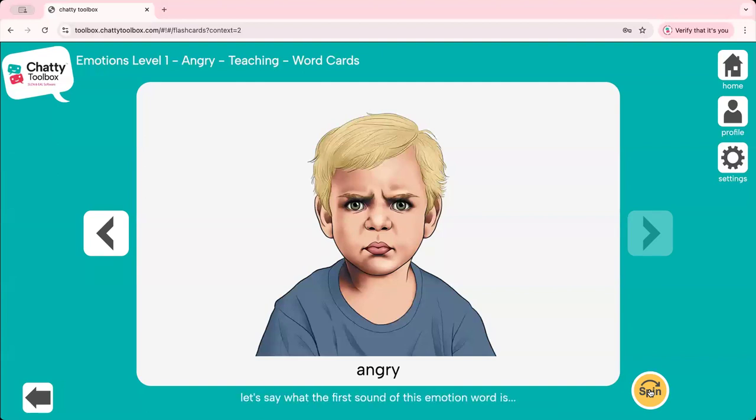The initial sound for angry is ah. So remember here, we're talking about sounds and not letters. So it's not A for angry, it's ah for angry. And what's an emotion word that means nearly the same? So cross would be a good word here. Frustrated is quite similar. Can they think of a word that means the opposite? I think I've already mentioned a word like calm or happy.